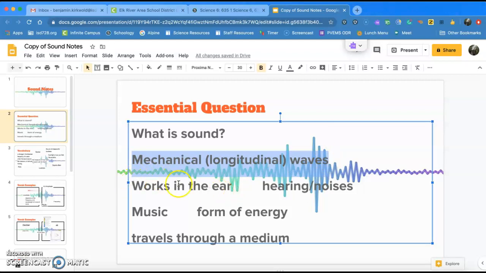We also know that sound works in the ear, that it's about hearing and noises. We know about music with sound. We know that it's a form of energy. And then we know that it has to travel through a medium. It has to travel through something. Sound cannot travel through empty space. So when they blow up the Death Star at the end of Star Wars, spoiler, there's not actually any sound happening because there's no molecules out there to run into each other. So it's just a really eerie, silent explosion.